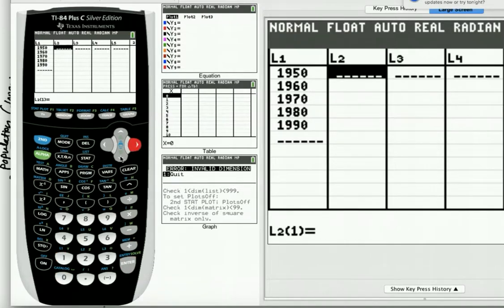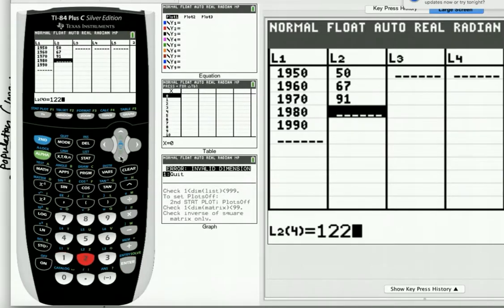And then our L2 being our population in thousands. So 50, 67, 91, 122, and 165.